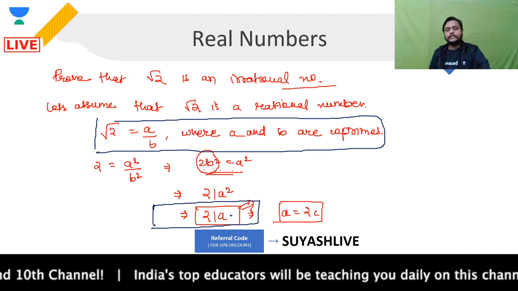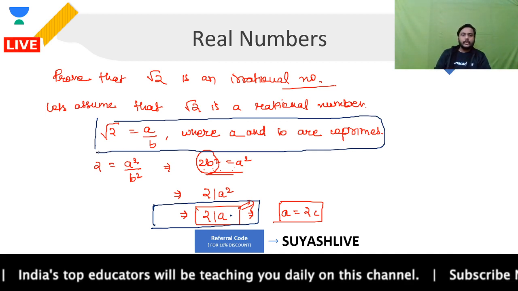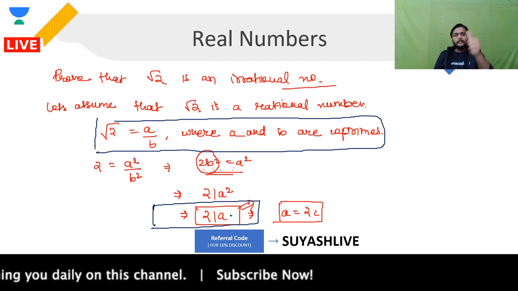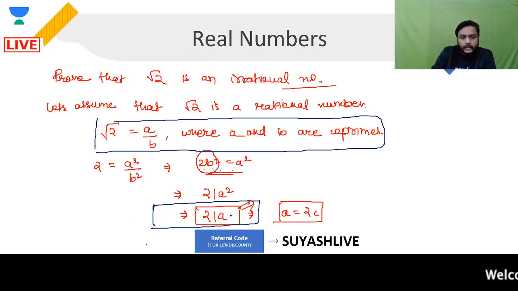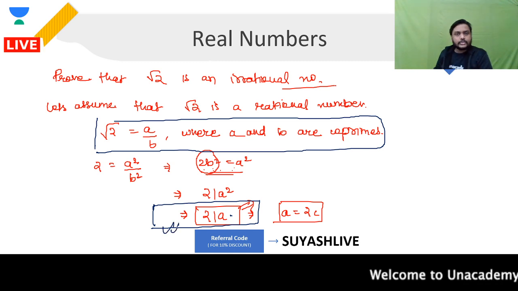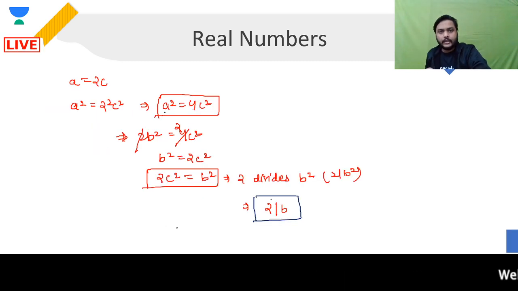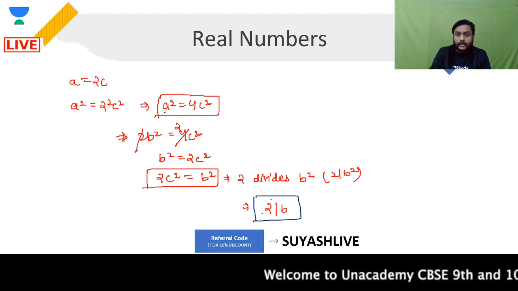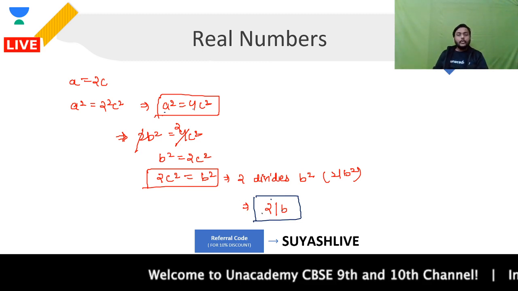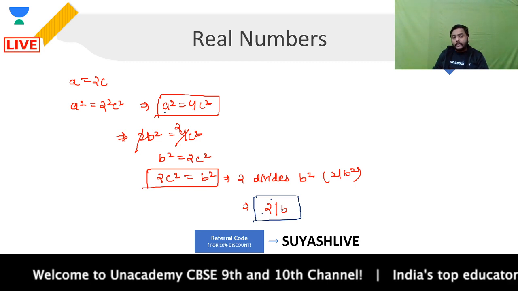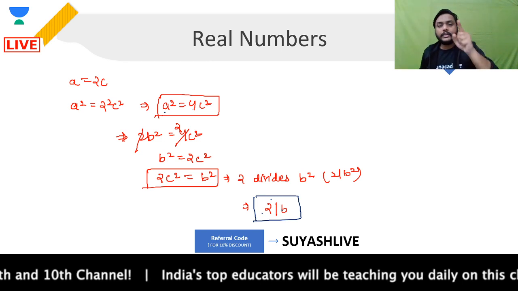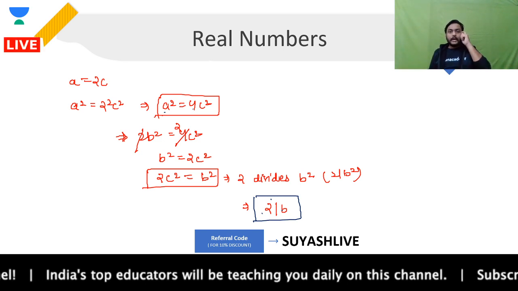You said root 2 is a rational number, which means root 2 is of the form a upon b, where a and b are co-prime numbers, which means a and b do not have a common factor. But here you are saying 2 divides a, which means 2 is a factor of a, and here you are saying 2 divides b, which means 2 is the factor of b. And now guys, you got 2 as the factor of a and b, and that is why you can say that your assumption was wrong. A and b are not co-primes.